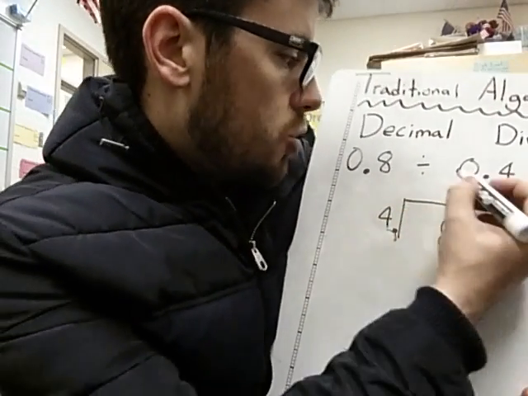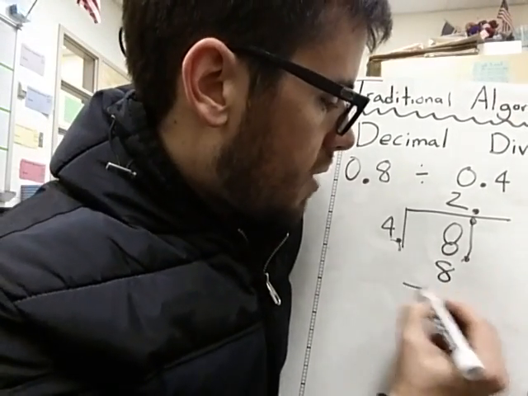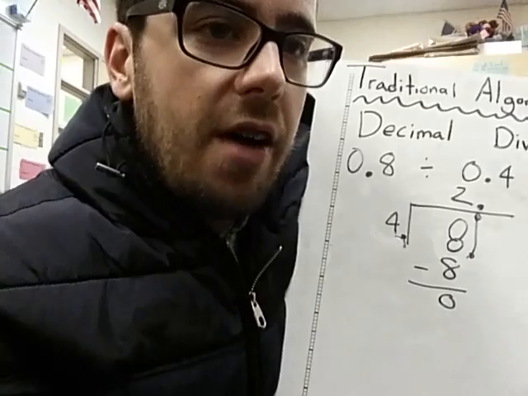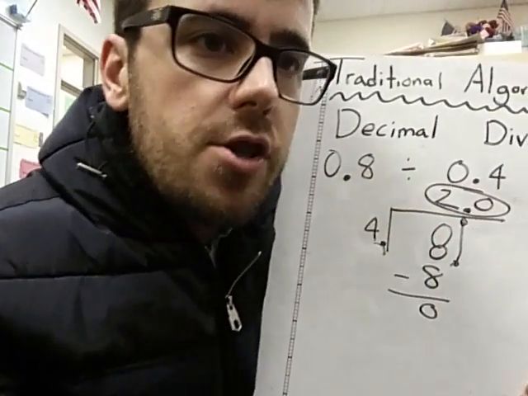8 goes into 4 2 times. We multiply and get 8, subtract, and find that we have no remainder. Our final answer is 2.